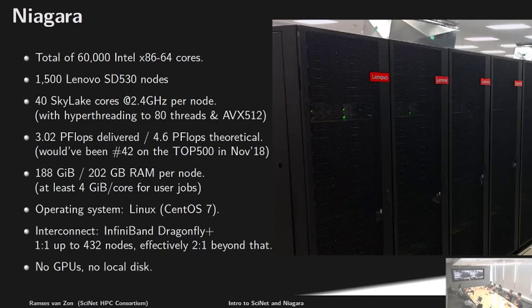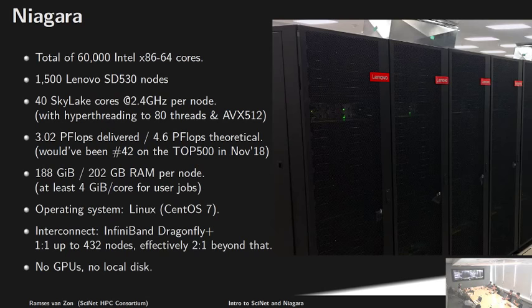This is what you interact with, or most of you anyway. This is Niagara, it's brand new. It came online in April, or at least for users. And it's actually kind of an interesting machine in how uninteresting it is. It is 60,000 Intel chips, pretty much the same kind of chips that you would find in a modern laptop, just a little beefed up, obviously. And they're in 1,500 nodes, so it's basically all 40-core machines and then 1,500 of them.